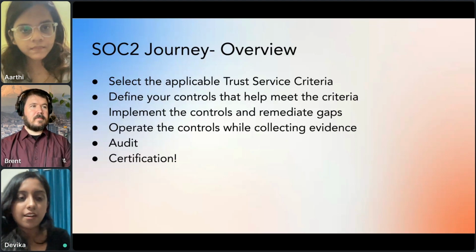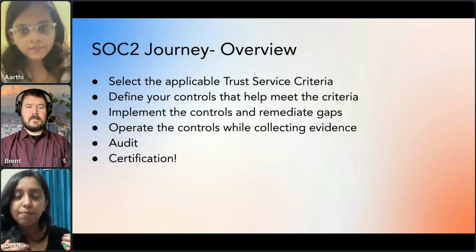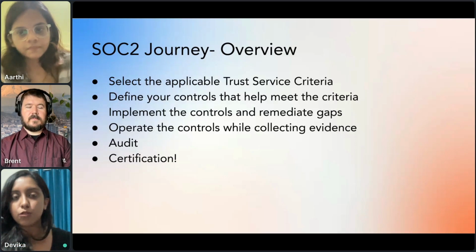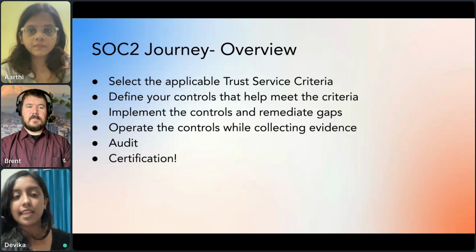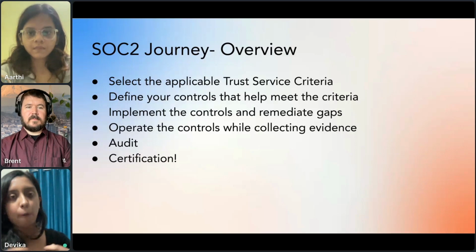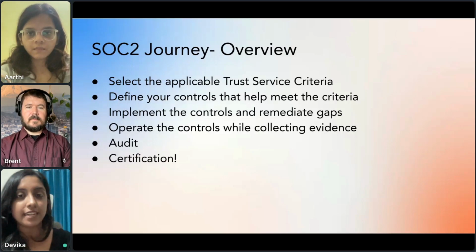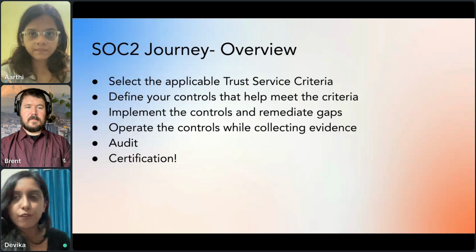So once you're in the third step, you can essentially go for a type 1, go through the audit, get attested, and then you would go in for the fourth step, operate it for a period of time, then go in for the type 2 audit, and then get attested again. So that's the overall journey or the overview of SOC 2.